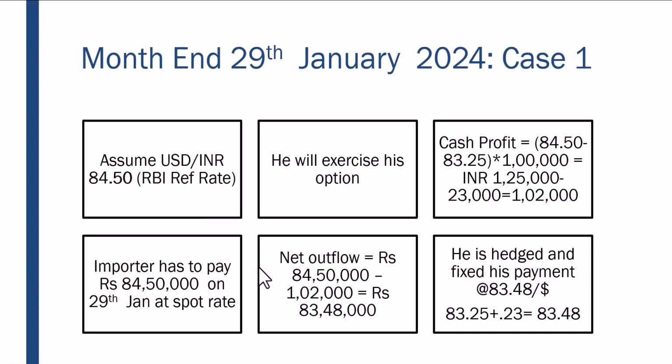But to theoretically check whether this is correct, whatever the strike rate is, I add the premium to it, and that comes to 83.48. That is what I have paid. So the strike rate plus the premium is my hedging rate, and that is what I'm paying.